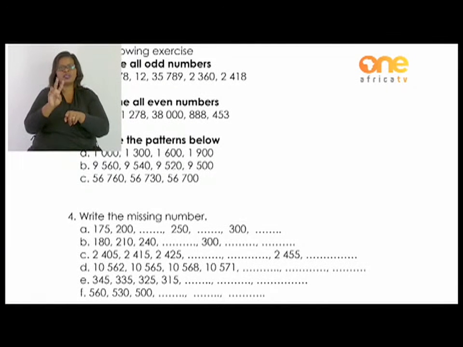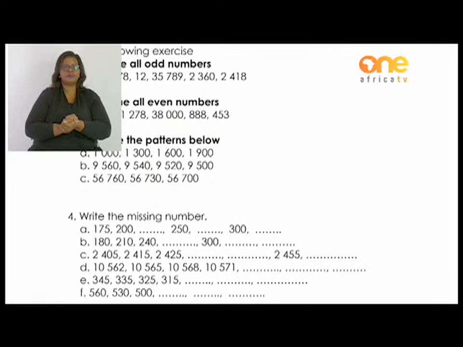Then number 3, we are supposed to describe the number pattern. When you are describing the number pattern, we are supposed to first identify the first term. Then you see whether it's increasing or decreasing. I will do 3A for you. We are saying the sequence is starting at 1,000. And each term is having 300 more than the previous term, because we are adding 300.